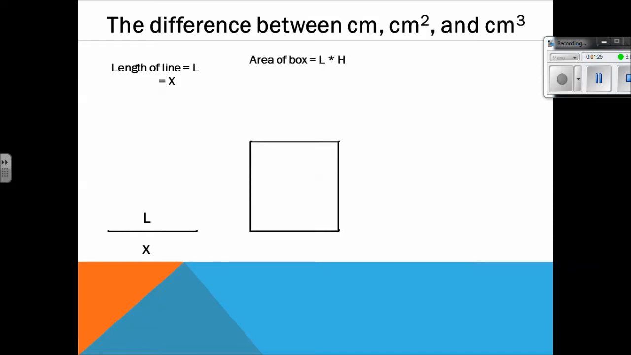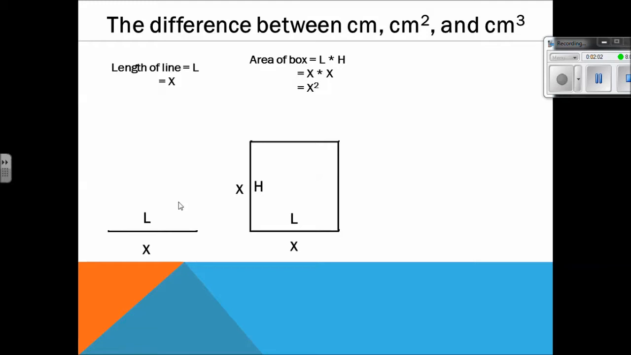So here, if we have a box, the area of the box is equal to length times height. If we want to call this bottom line L, this line running up and down our height, and both of those, since this is a square, we're going to assume that they are the same length. So if this is length x, height is also length x because it's a square. Well, in that case, area of a box is just equal to x times x, which is the same thing as x squared.